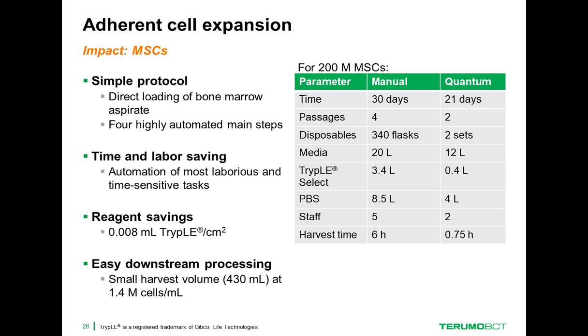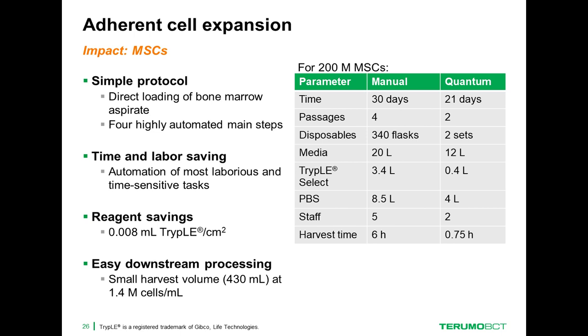You can look at the graph and the table on the right-hand side. The Quantum took 21 days and 2 passages to produce 200 million cells, compared to 30 days and 4 passages in the manual flask culture. Further, harvest, being the most time-sensitive step, required 5 staff and 6 hours in the manual process, which was highly automated and quick in the Quantum.